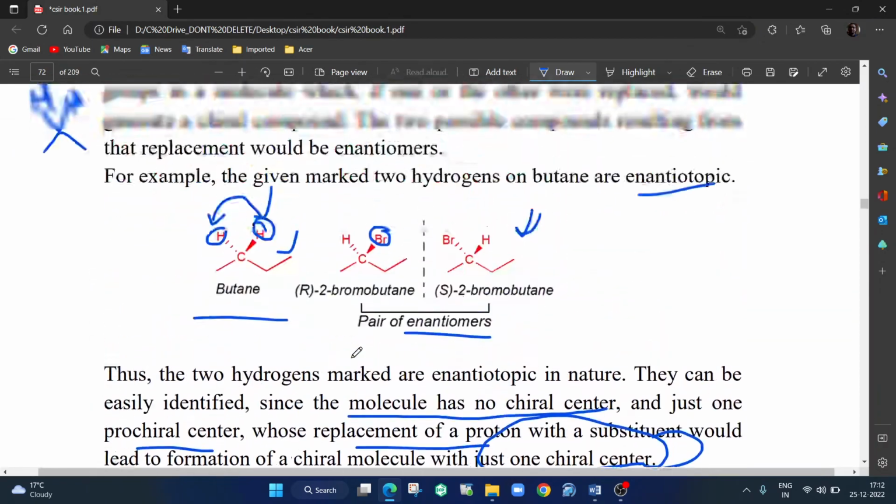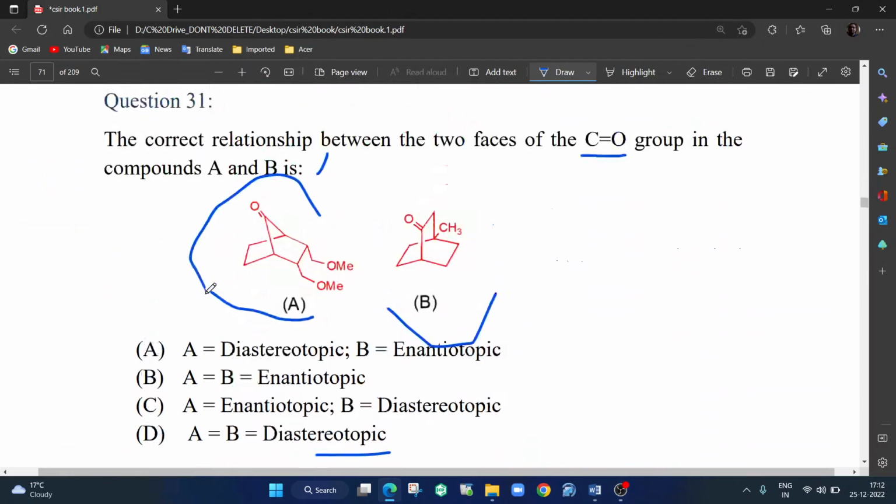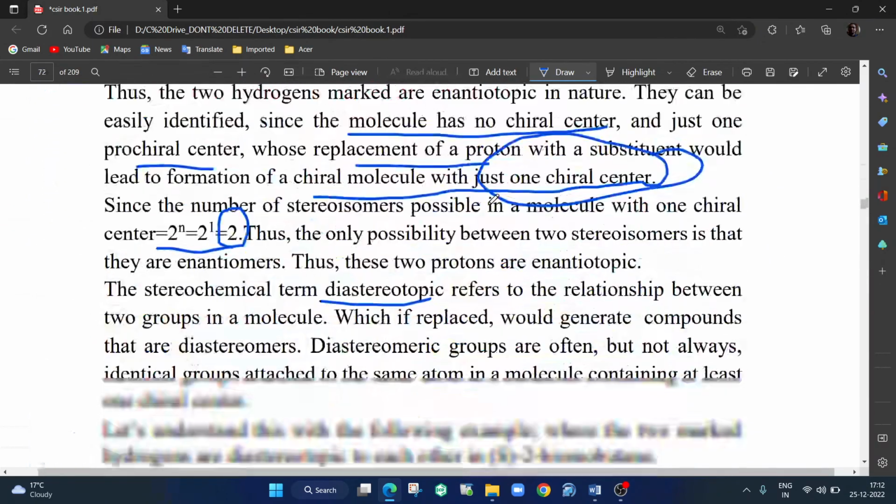Now it is asking for these molecules: what is the topicity on the two faces? See, it's planar. C=O means it's trigonal planar in shape. So one face is this side, the second face is this side. So let us discuss this question separately.